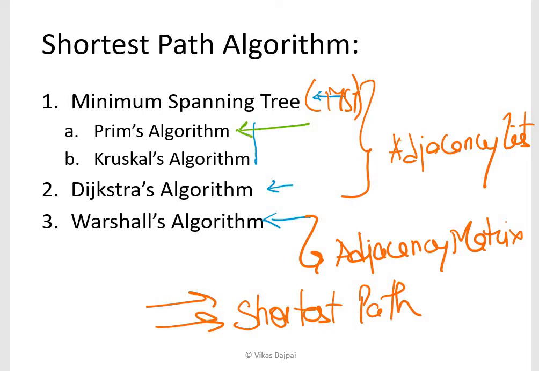Right. So we have two techniques to come up with a minimum spanning tree. One is Prim's algorithm. Another one is Kruskal's algorithm. So let's talk about Prim's algorithm. So now we'll see Prim's algorithm.